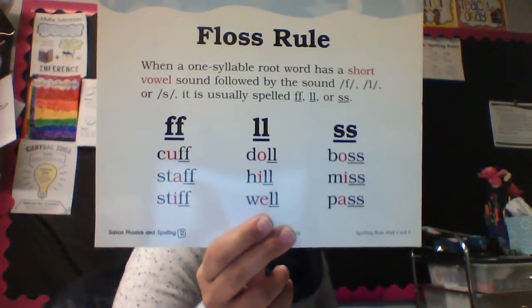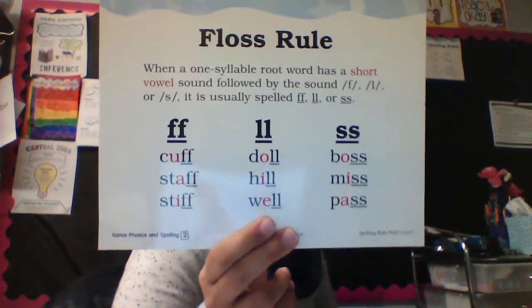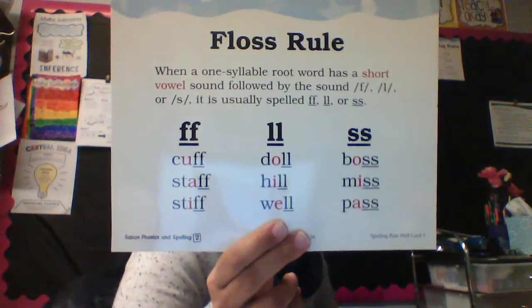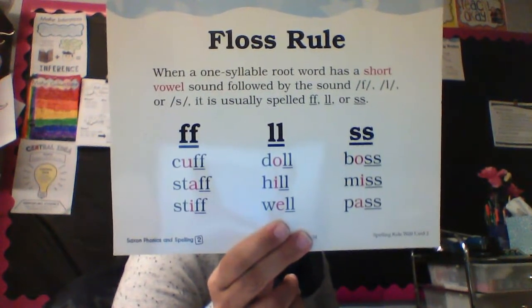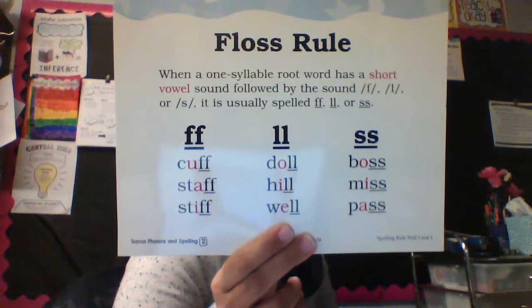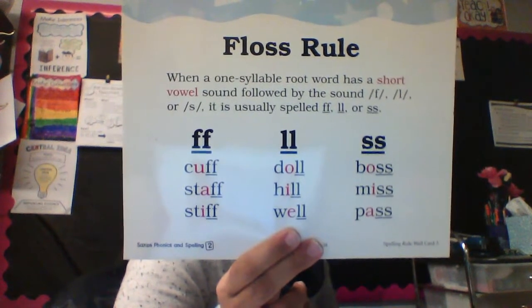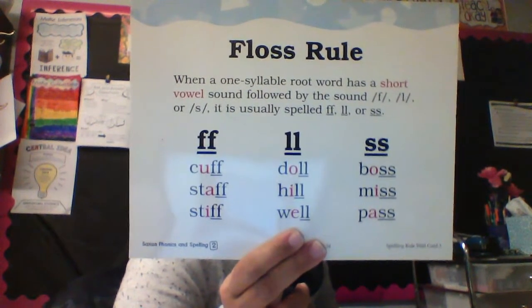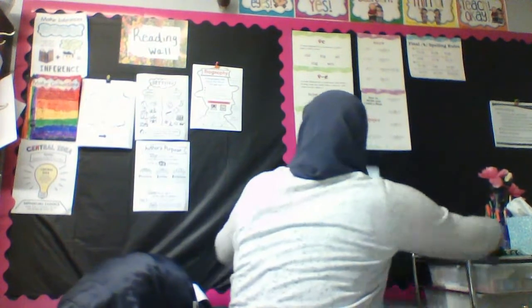This rule tells us that when a one-syllable root word has a short vowel sound followed by the sound F, L, or S, those sounds are usually spelled FF, LL, or SS. We call words that follow this rule floss words. The word floss helps us remember this rule because it is also one syllable. It has a short vowel sound. It is a root word, and it contains 3 letters that double on the end of floss words. I'm going to hang this rule card so you can refer to it whenever you need it. Okay? So I am going to hang this up right now in the classroom, right here.